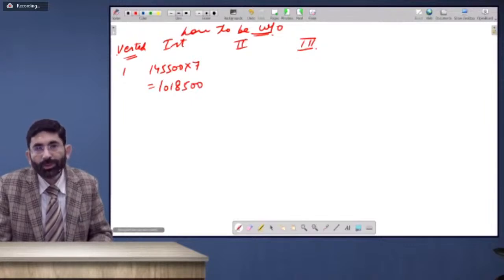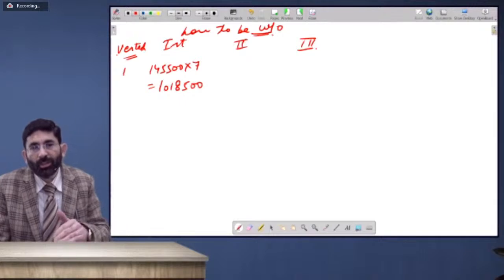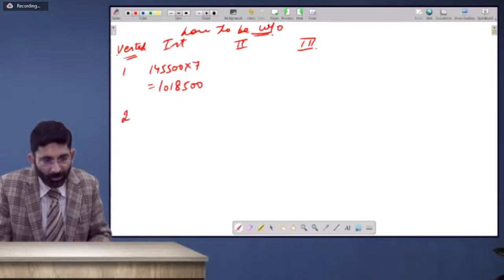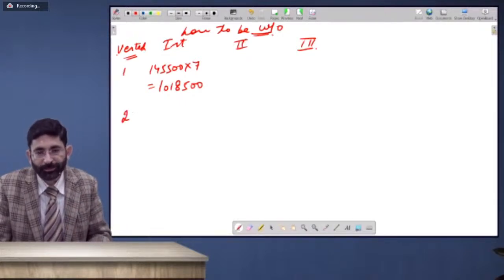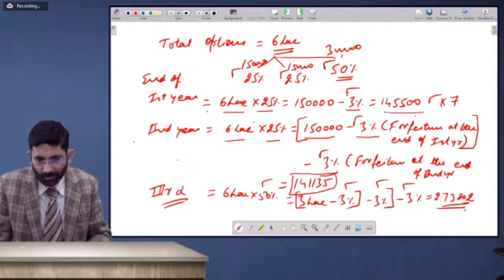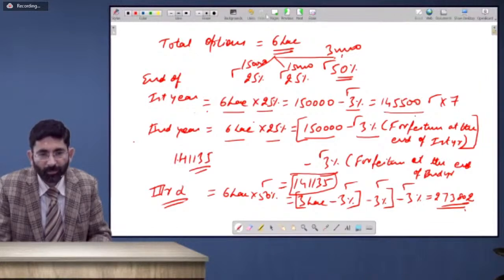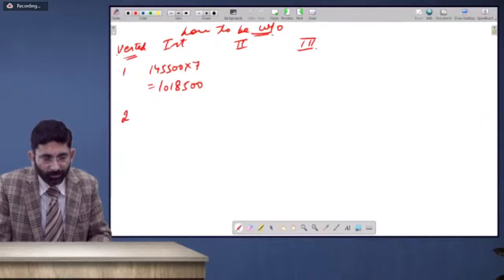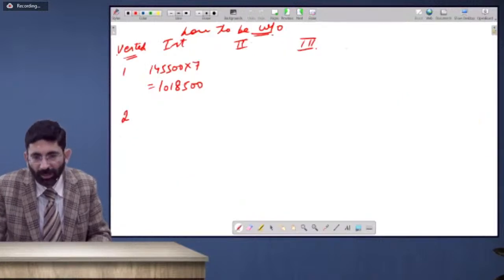Now the loss which is on those options which have been vested in the second year is how much? You may see here, loss is 1,41,135 shares. So it will be 1 lakh total loss. You may write it.